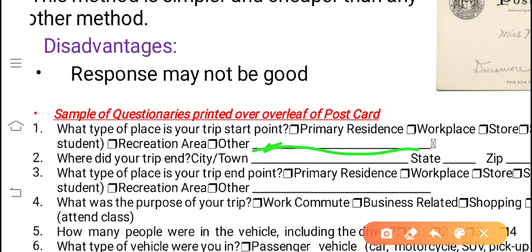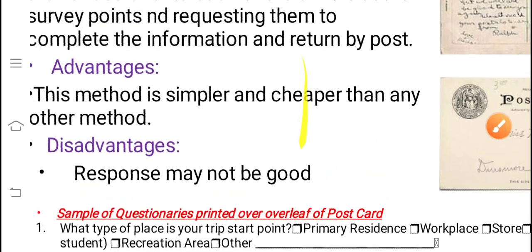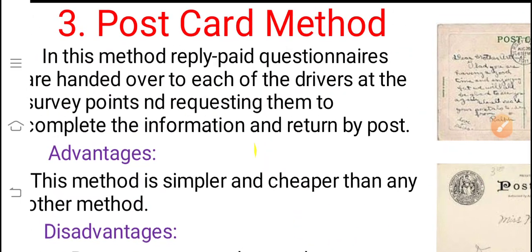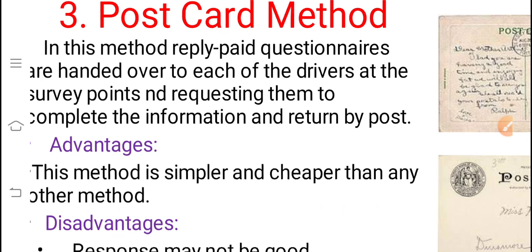Where did your trip end? Where they will end the trip. If they are going interstate, they have to write the state name. What type of place is your trip end point? That also they have to fill and they have to post it. That's all. In this method, reply paid questionnaires are handed over to each of the drivers at the survey points, requesting them to complete the information and return it by post.